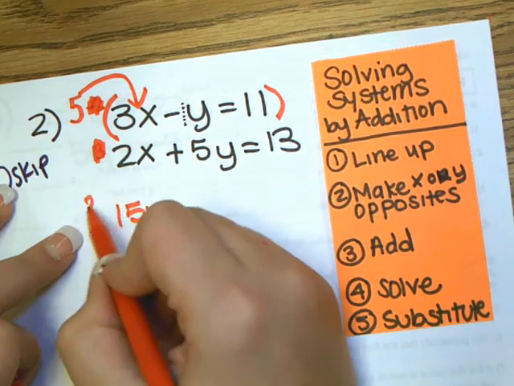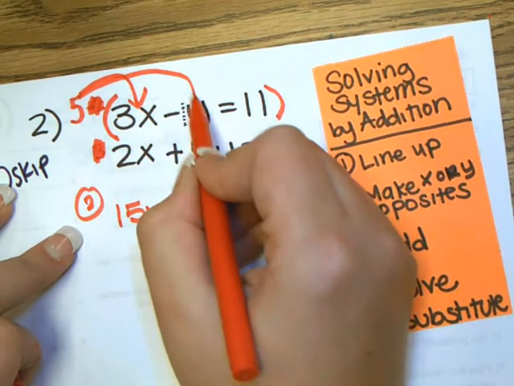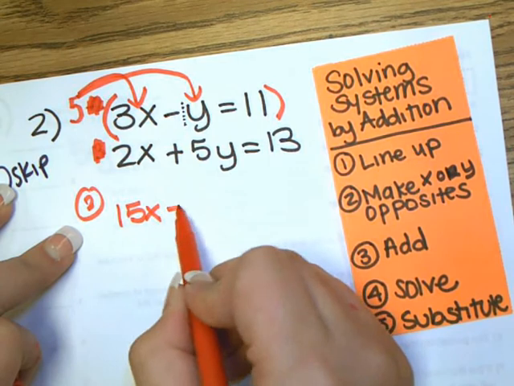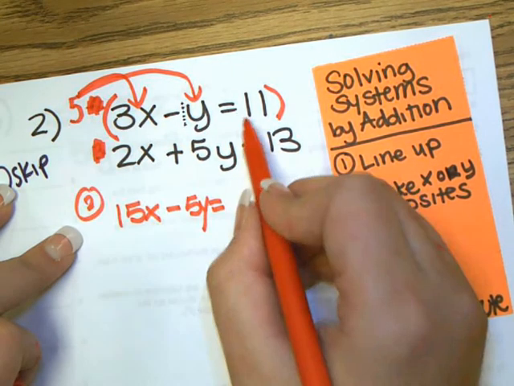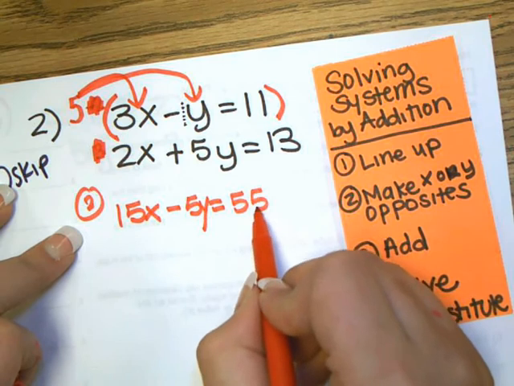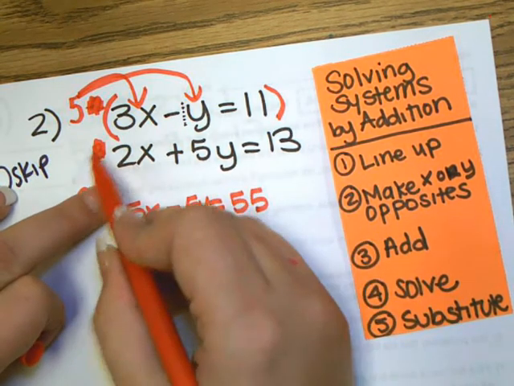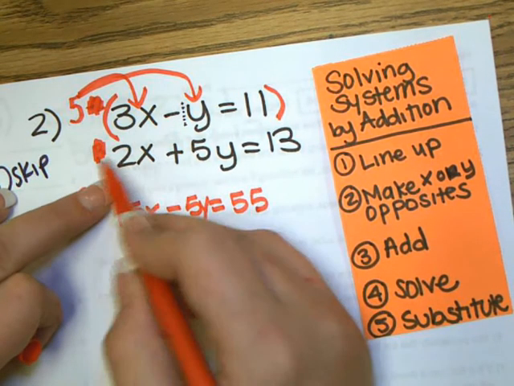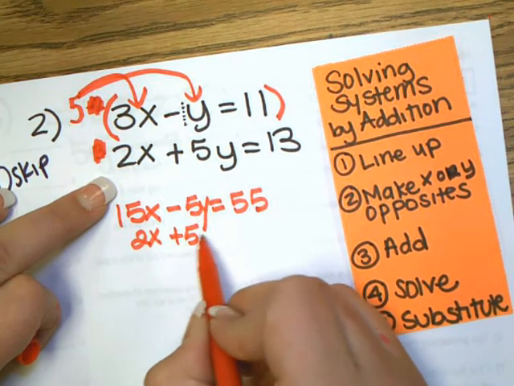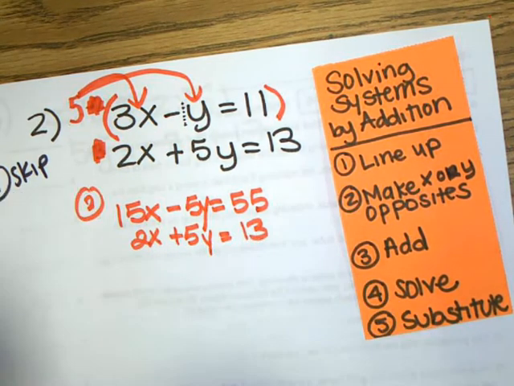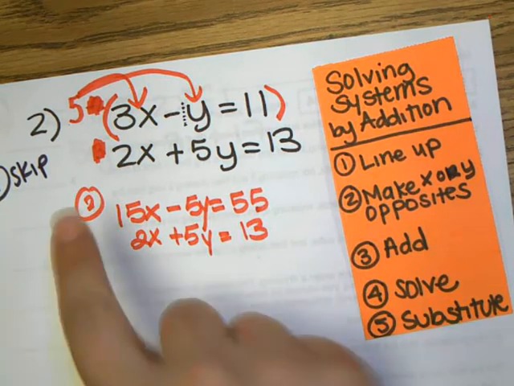So 5 times 3x is 15x. This is step 2. 5 times negative 1 is negative 5y. 5 times 11 is 55. This one, I didn't have to multiply this equation by anything, because I wanted the 5 there.